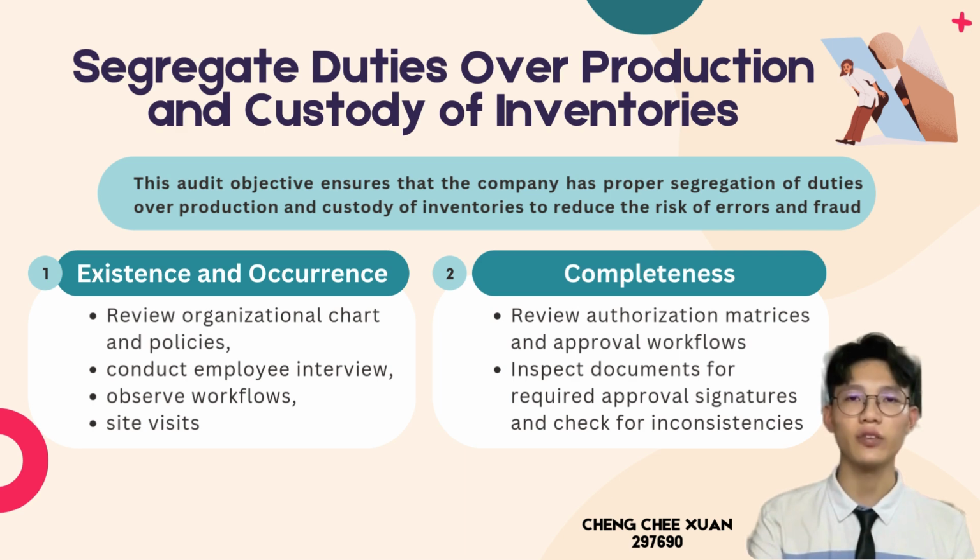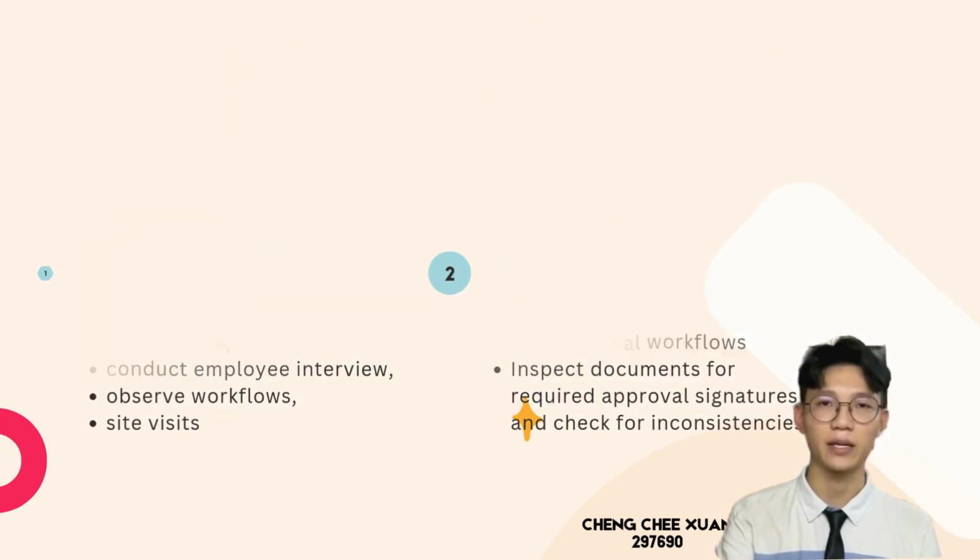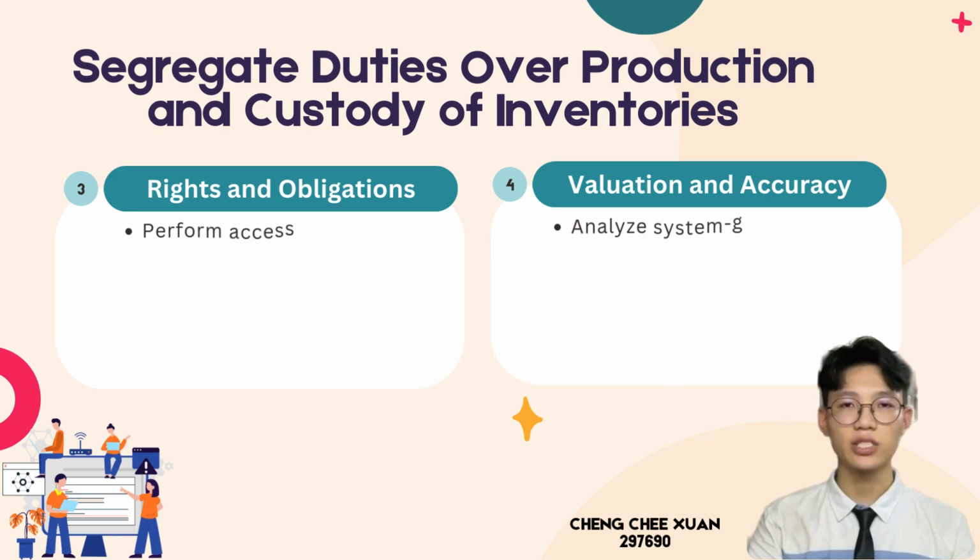The auditor should review the authorization matrices and approval workflow for production and also inventory transactions to ensure that the transactions are properly authorized and documented. They should inspect the documents for required approval signatures and also check for inconsistencies such as missing signatures or backdating. Next, rights and obligations assertions.